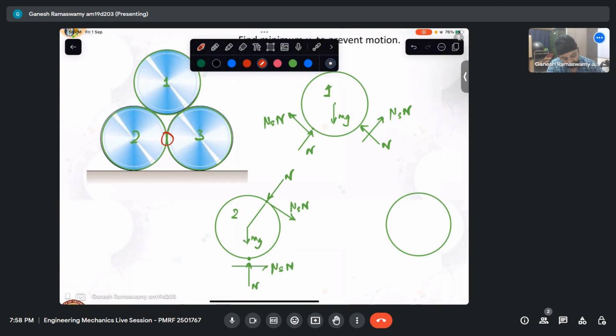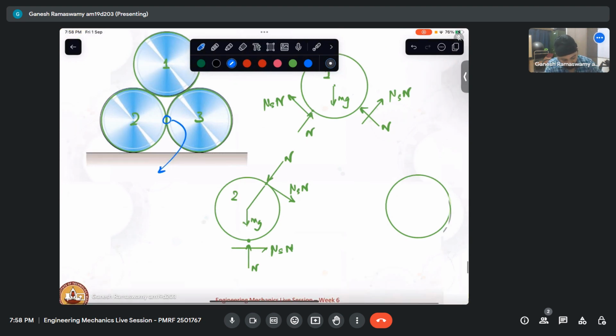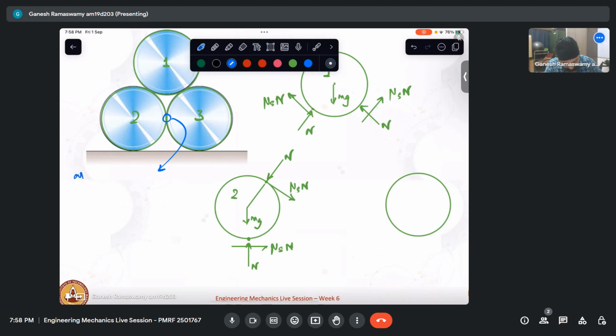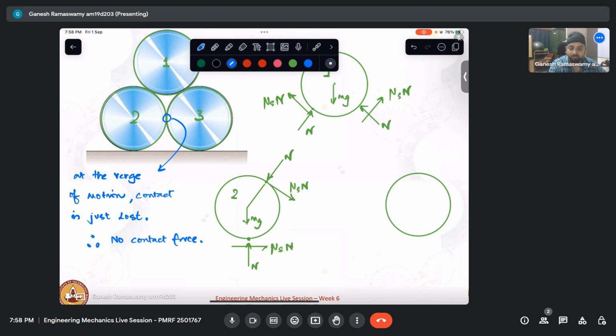At this point, at the verge of motion, contact is just lost. Therefore, no force, which is why at this point we don't apply anything. This is the entire key to the problem.